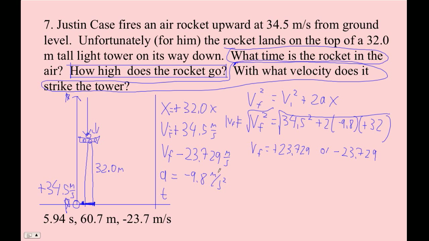So there's one answer, the velocity it hits the tower with. We got that. Now let's figure out the time. To find the time, instead of doing the quadratic equation with this one, you could do it, you get a negative root and a positive root, but we don't want to do that. So I'm going to choose instead to do this one.